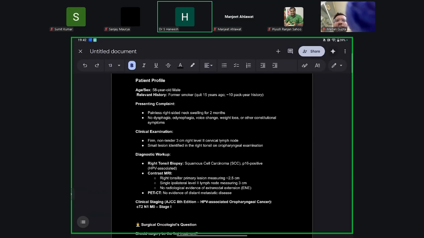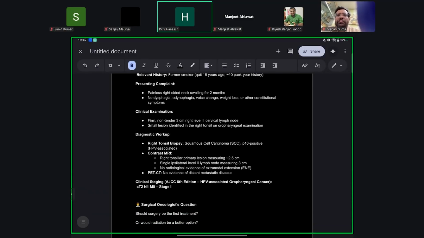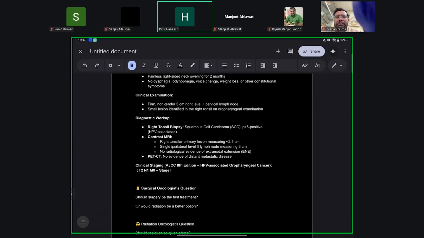A non-tender 3 centimeter right level 2 cervical lymph node and a small lesion identified in the right tonsil on oropharyngeal examination. In the diagnostic workup, the biopsy showed squamous cell carcinoma and p16 positive, which is HPV associated. On MRI, the right tonsillar primary lesion measures 2.5 centimeters, with a 3 centimeter single ipsilateral level 2 lymph node and no radiological evidence of extranodal extension. The CT scan shows no distant metastasis. As per AJCC 8th edition, the patient is stage 1 HPV-associated oropharyngeal carcinoma.